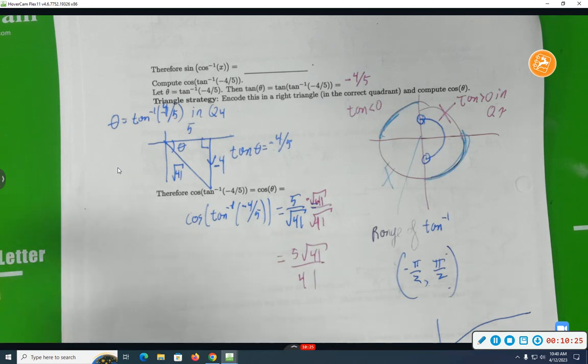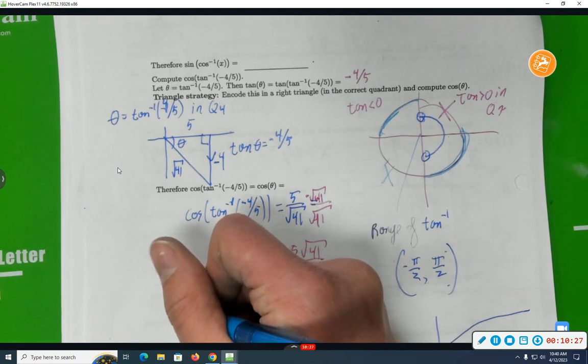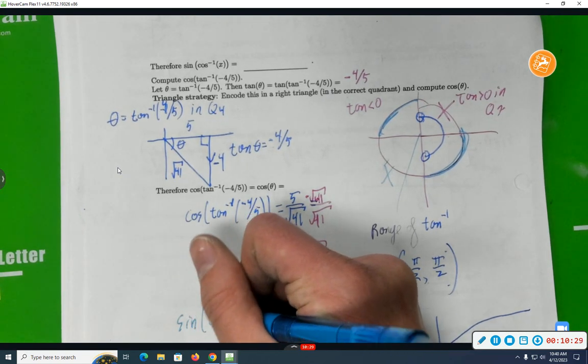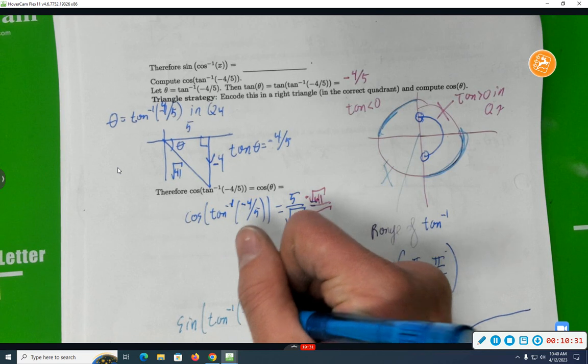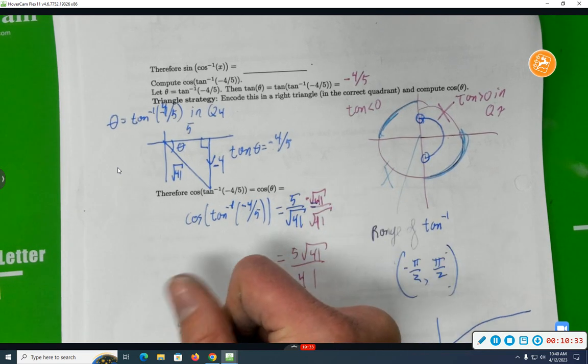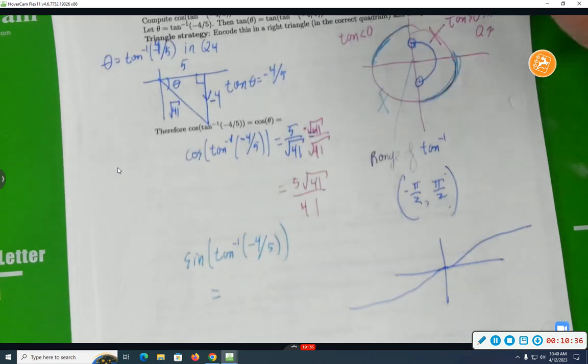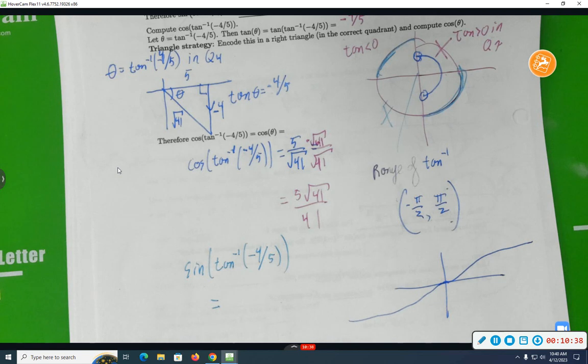While we're here, let's get some low-hanging fruit. What if I asked you to compute the sine of the inverse tangent of negative 4 over 5? Using this same triangle, do you think you could compute it? What would you get? Yeah.